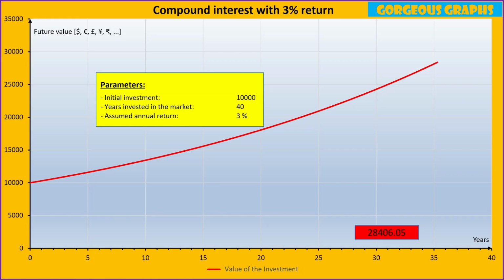You will see that the moderately sized initial investment grew over the years by quite a bit, but by no means would you call this a life-changing return, especially when you consider how long it was invested into the market.